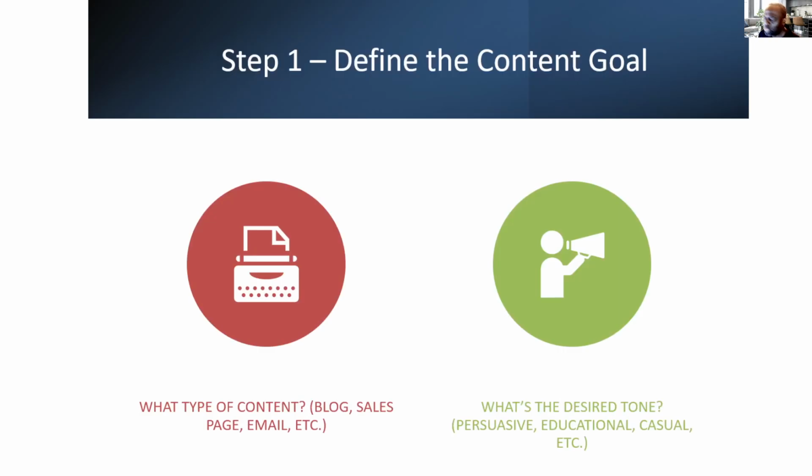Okay, so we're going to go to the practical how-to now. The first step you have to take note of is to define the content goal. What's the type of content you're writing? Are you writing a sales letter? Are you writing a blog? Are you writing an email? That will help you determine where to start.